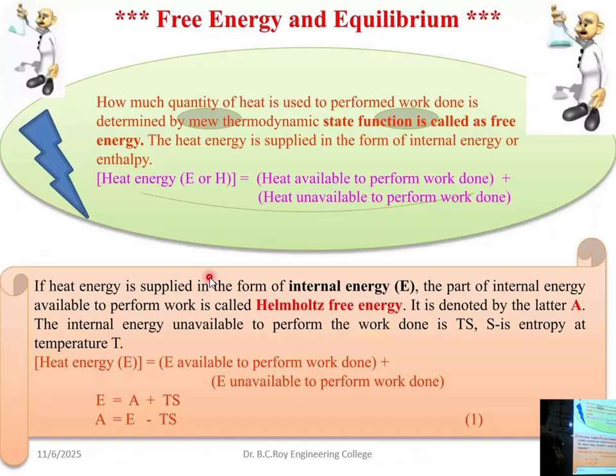And del G less than or equal to 0 is called the feasibility condition. Equal to 0 is for equilibrium, and less than 0 is spontaneous. Combine the two, it is called the feasibility condition: whether it can happen or cannot happen, based on either equal to 0 or less than 0.